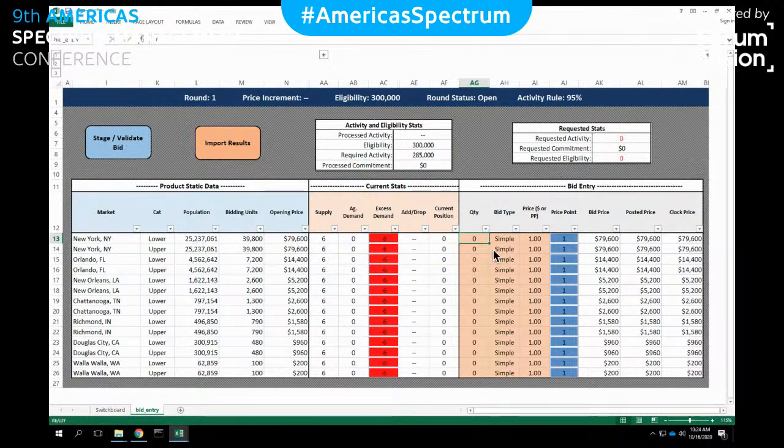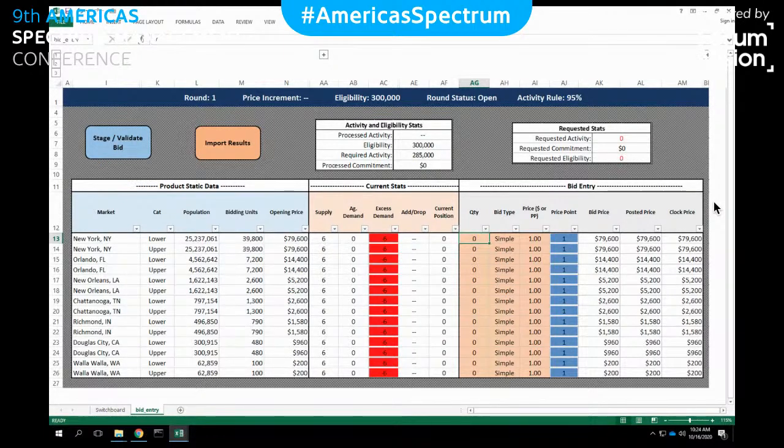Before I dive into anything, though, I do want to mention that Auction 107's quiet period is currently in place. I'm not going to be discussing anything related to Auction 107, and our team's not going to be taking any questions related to Auction 107.